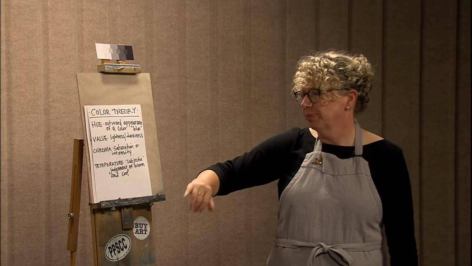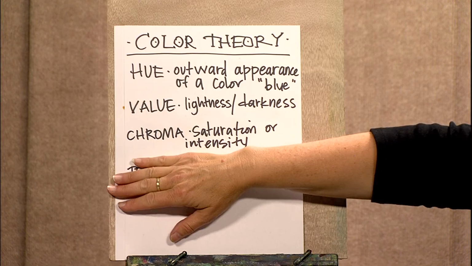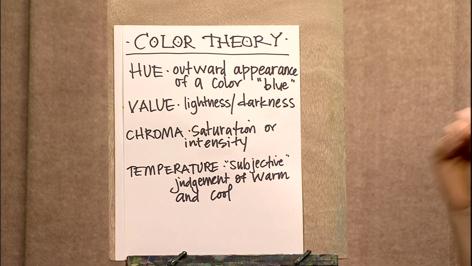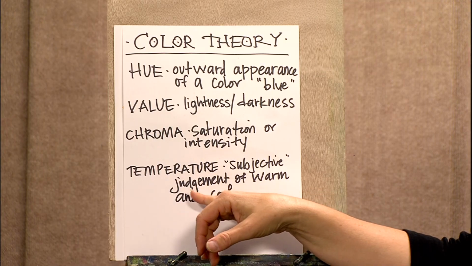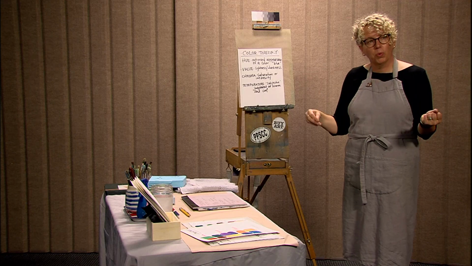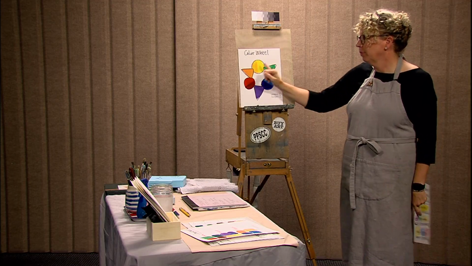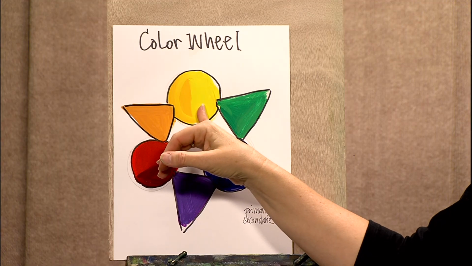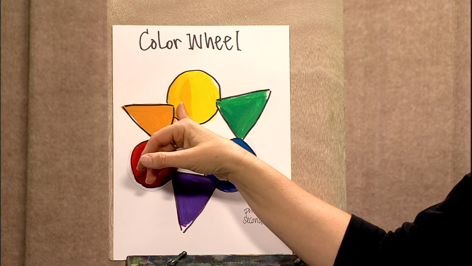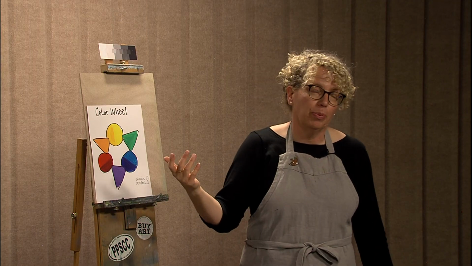Chroma. Now, when I've taken classes, sometimes they only talk about these three, but I find temperature to be very important too. And it's subjective, but it's a judgment of warm or cool. So back to my color wheel, right? We have the yellows. This is a cad lemon. This is cad yellow. Cad is cadmium. Don't eat it, according to my chemistry studied brother or anybody.